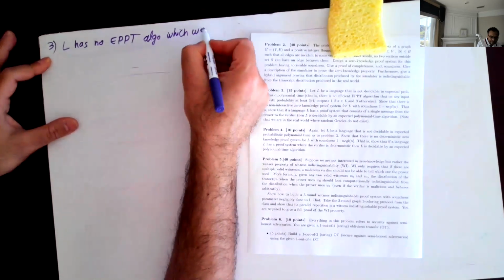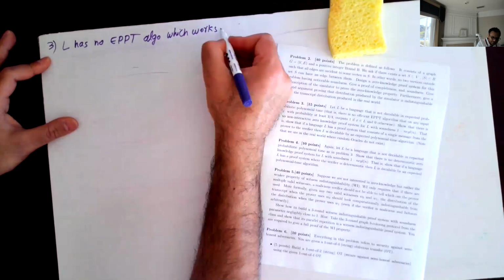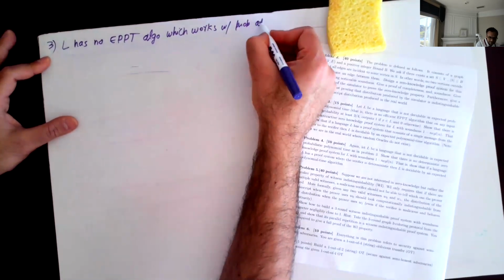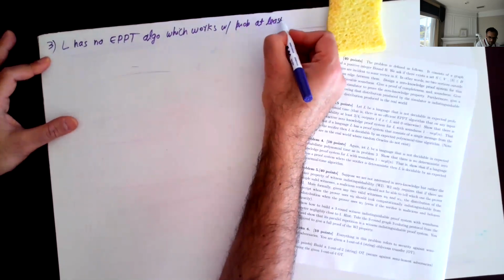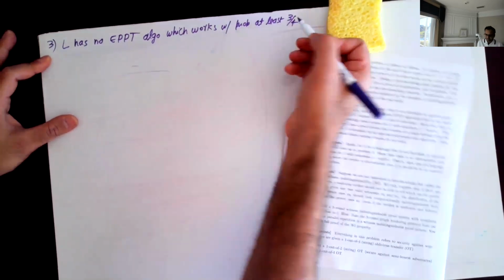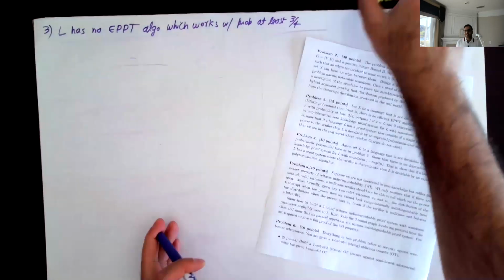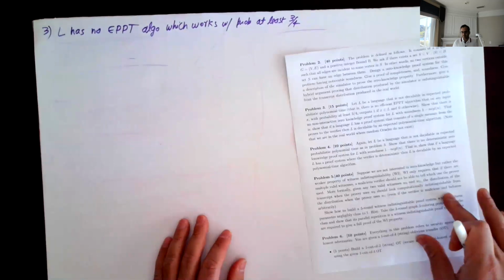Which gives you the correct answer, which works with probability at least 3/4. So this is your starting point, and you have to show that there cannot exist a non-interactive zero-knowledge proof system. What is a non-interactive zero-knowledge proof system? Prover just sends a single message to the verifier.